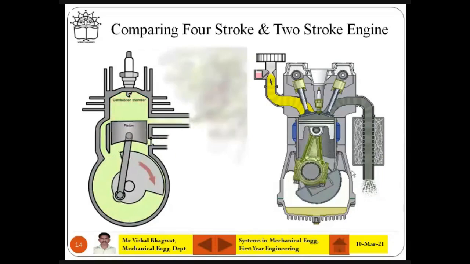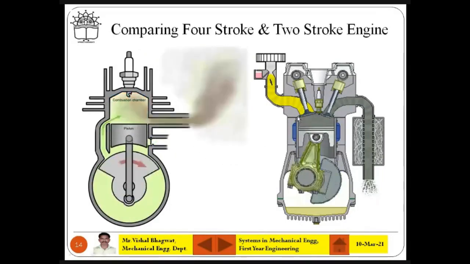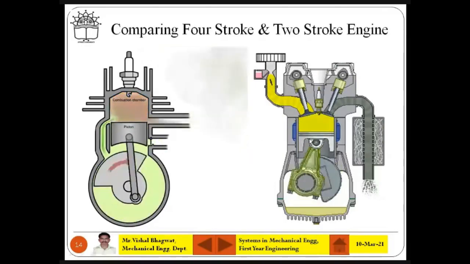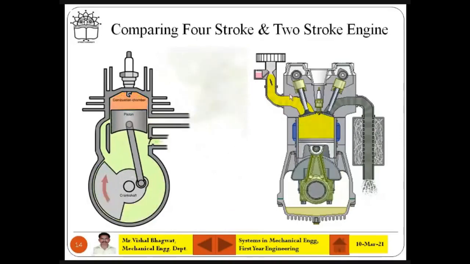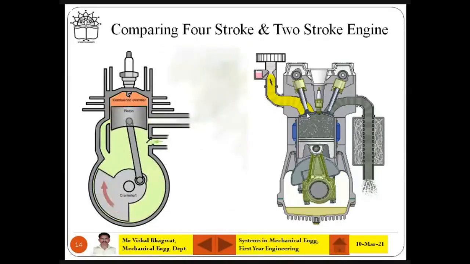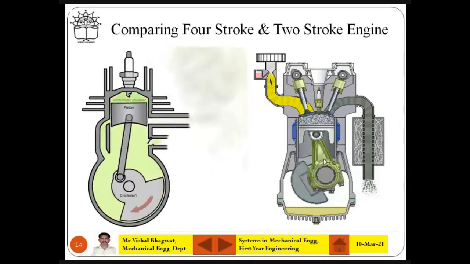Then heat to work conversion. Okay, heat to work conversion. You'll talk about the thermal efficiency, of course. You can say efficiency in another way. So heat to work conversion is maximum in case of 4-stroke engine.